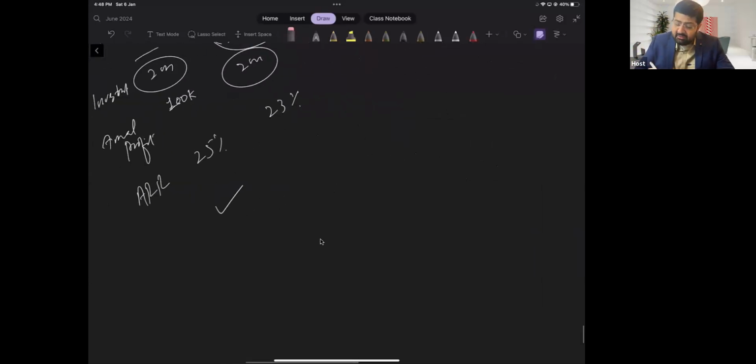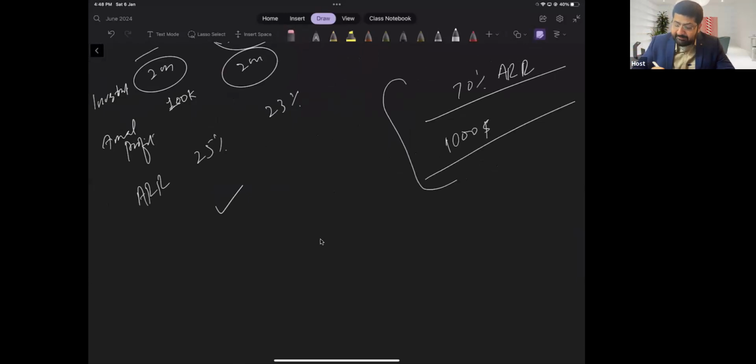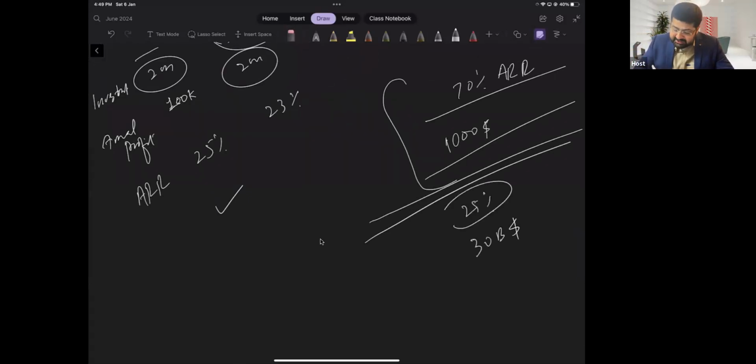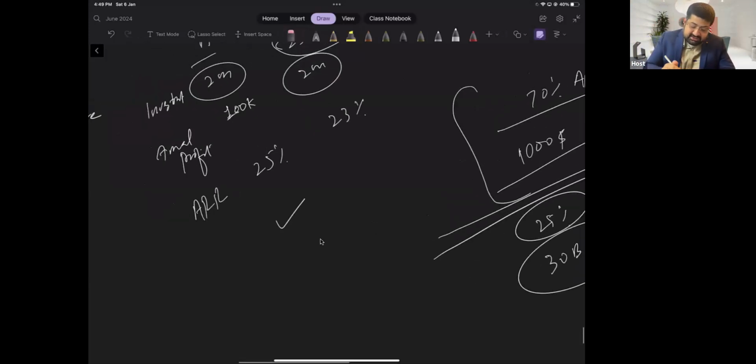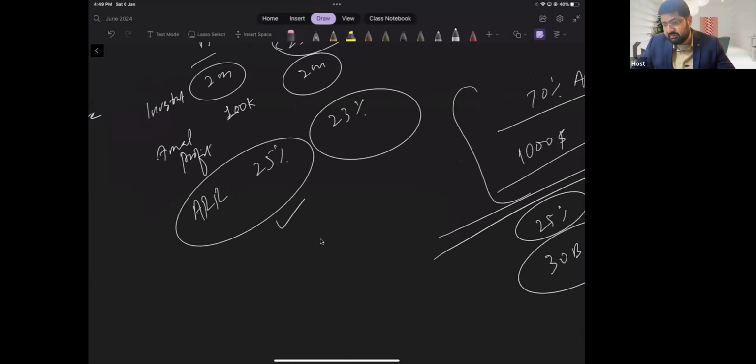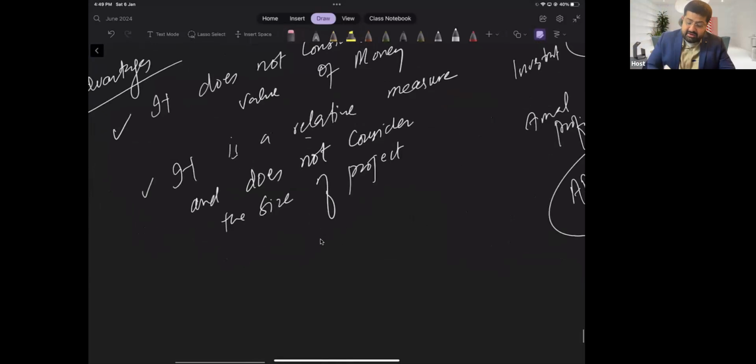You offer Bill Gates, for example, a project with 70% return ARR. How much investment? You say $1,000. He says, sorry, I don't care. You offer him an investment of $30 billion with ARR of 25%. He will come for it, because it is a huge project. So the amount will be big, even if the percentage is small. So ARR is not considering the size of the project while recommending a decision. Is that clear? So it is a drawback. Relative measure means it is giving the answer in percentage, not the exact amount. Yes, it is based on profits.